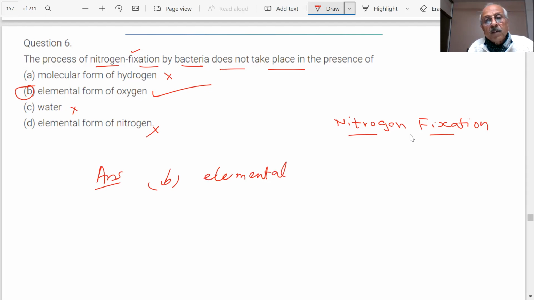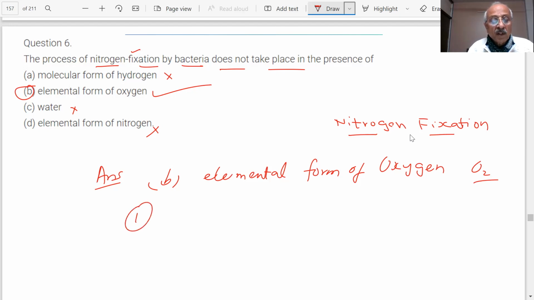Elemental form of oxygen, that O2 is there, and that bacteria does not survive. So this fixation will not take place if a lot of oxygen is present. This will take place in the absence of the oxygen. That is the correct answer, students.